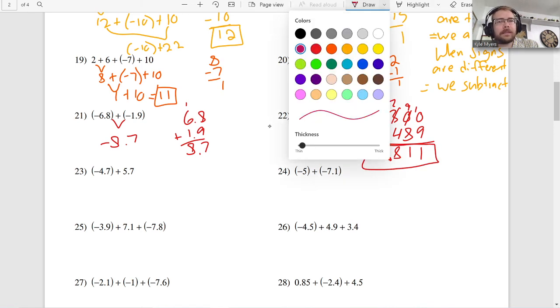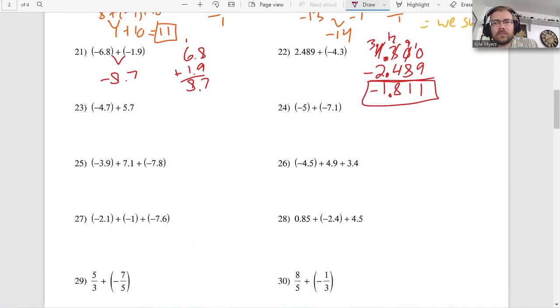Okay, purple next. 23. That's going to be negative 4.7 and 5.7, so that's just going to be 1. I would subtract those. I'm going to add those. That's 12.1.